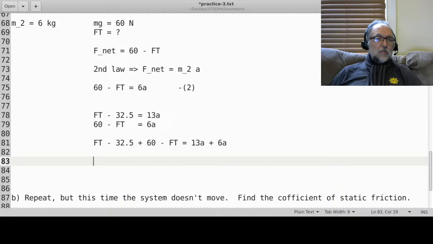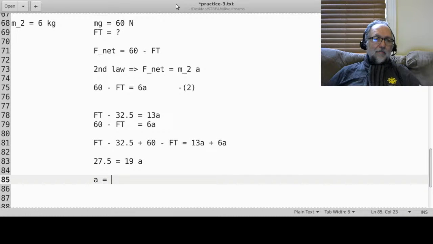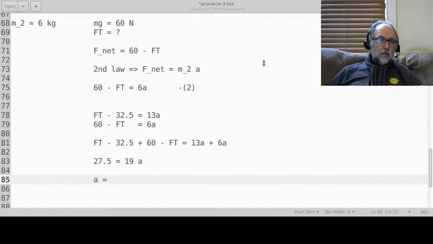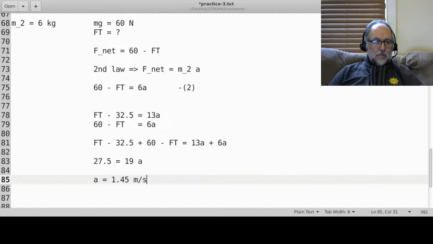And so you get 60 minus 32, which is what, 26.5, is that right? Yep. Yeah, sorry, 27, 27.5. Okay. And that's going to equal 19 times A, like that. Okay. And that gives you an A of 27.5 divided by 19, 1.45 meters per second squared. All right.